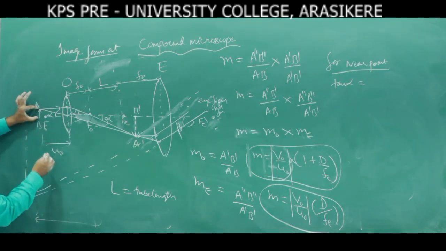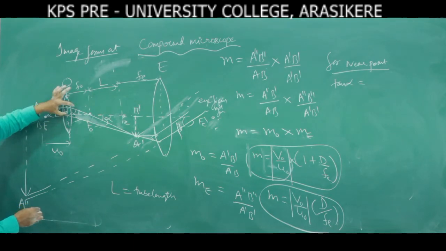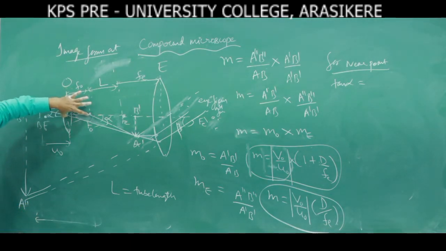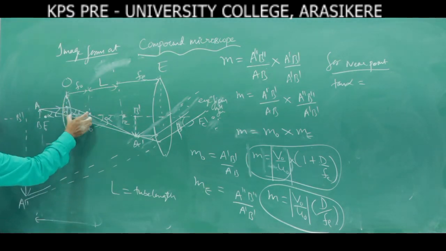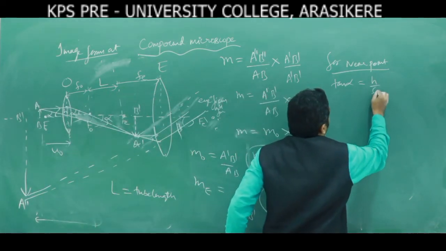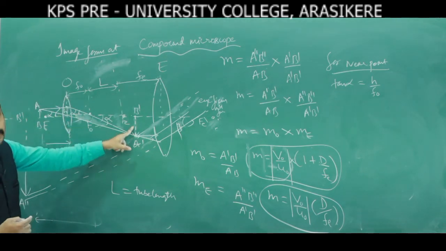This is opposite AB. Here I am using H, the height of the object. Opposite by adjacent. What is opposite? H. What is adjacent? F naught. Tan alpha is equal to opposite by adjacent, H by F naught. Similarly, I am using another triangle.